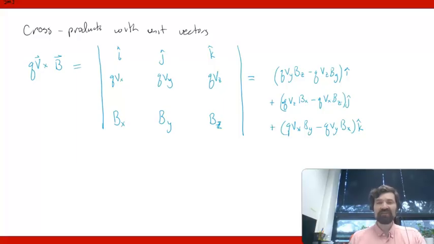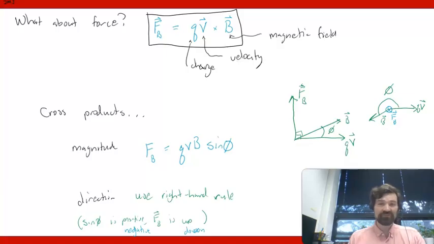qvy bz minus qvz by i hat, and plus qvz bx minus qvx bz j hat. That gets you your cross product of this particular set of vectors. So that is how much force we're finding.